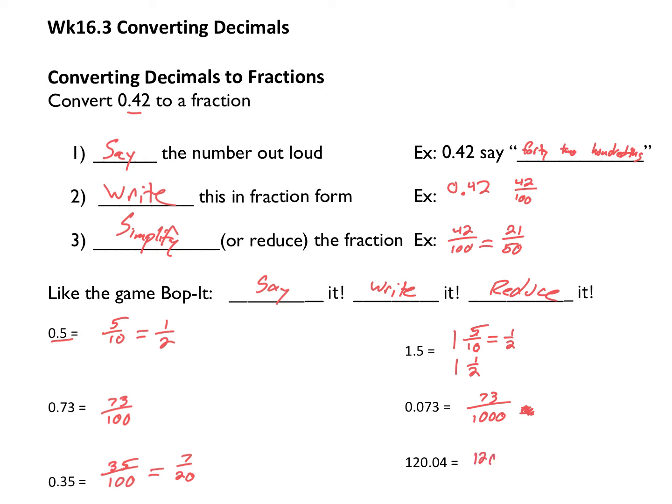Say it. 120 and 4 hundredths. Write it. Reduce it. 4 hundredths. 4 goes into 100 25 times. So it's 120. Don't just write 1/25th. 120 and 1/25th. All right, that's how we convert decimals to fractions.